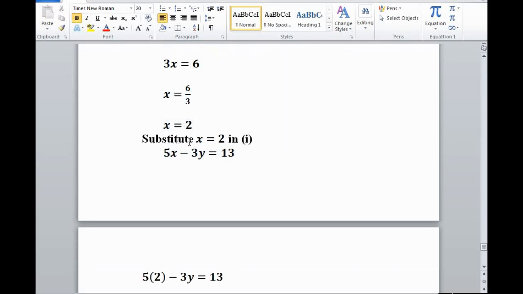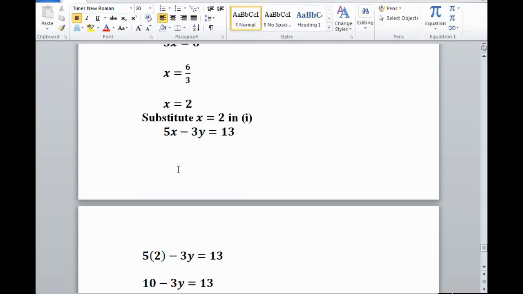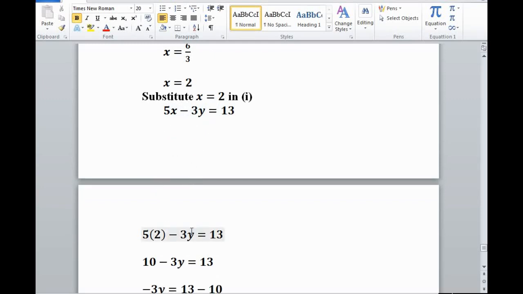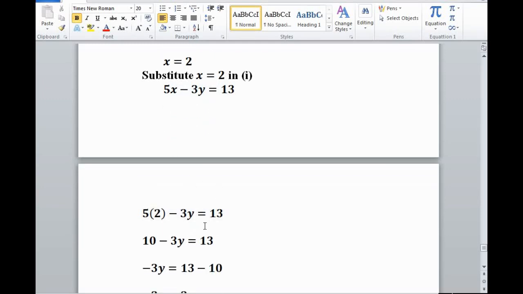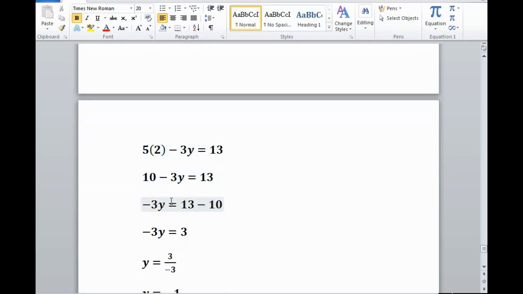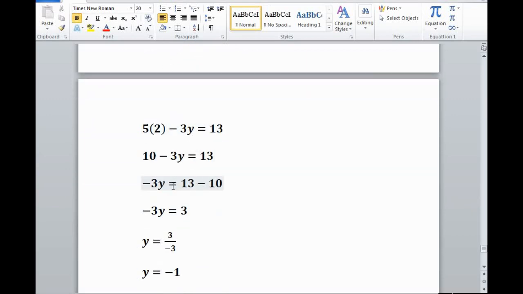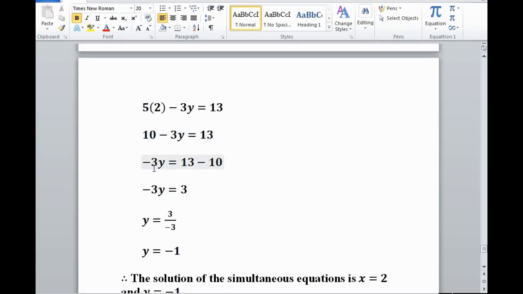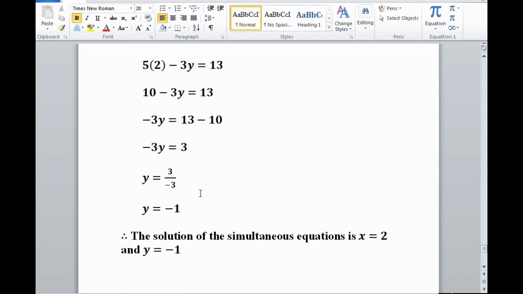To find y, let's substitute x is equal to 2 in equation 1. So our first equation is 5x minus 3y equals 13, and I'm going to substitute x equals 2 in this equation. So this equation becomes 5 into 2 minus 3y equals 13. And now 5 times 2, 10, minus 3y equals 13. And let's take this positive 10 from left to the right side, so this equation becomes negative 3y equals 13 minus 10. And then 13 minus 10, their difference is 3.